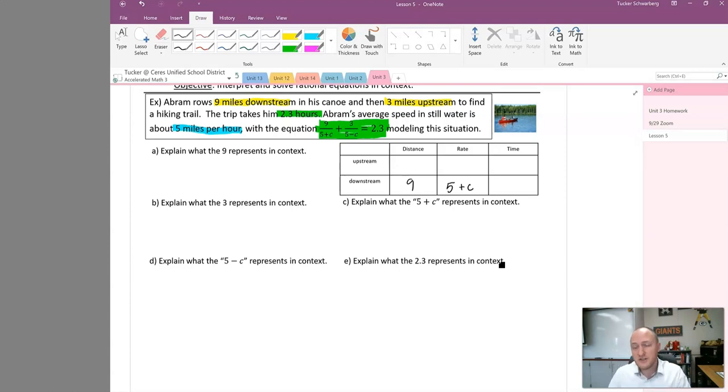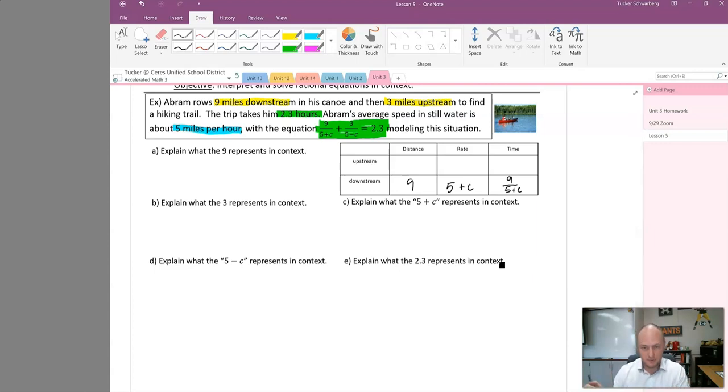And then how long did it take him to go downstream? Well, I don't know, but what they did tell us is the total amount of time. What we do know is that time is equal to distance divided by rate. Time is distance over rate. So I can construct the time it took for him to go downstream: 9 over 5 plus c. That's his time downstream.